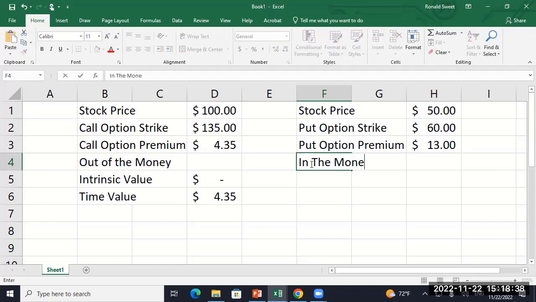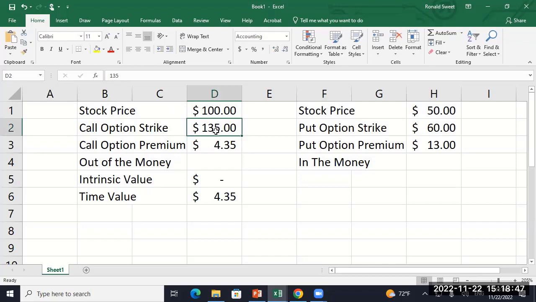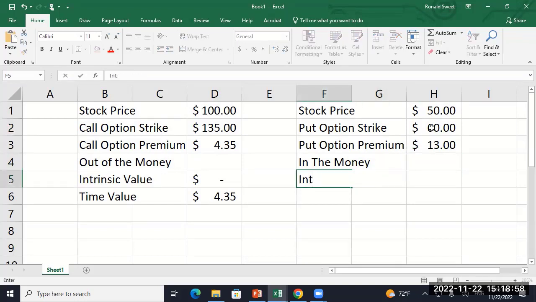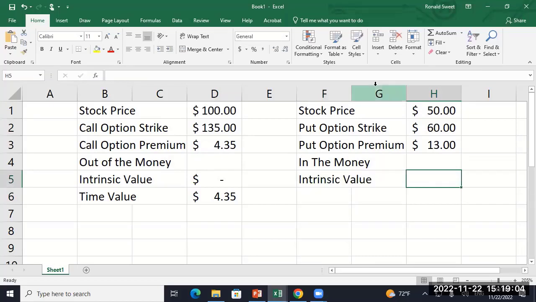So how do we know it's in the money? Well, if a stock's trading for $100, would you execute an option to buy it for 135? Absolutely not. If a stock's trading for $50, would you execute an option to sell it for 60? Absolutely. That's how you know it's in the money. So what is the intrinsic value? What would you gain if you executed this option? $10. You could buy the stock for $50 in the market and execute your option to sell it for $60. You make $10 just like that.